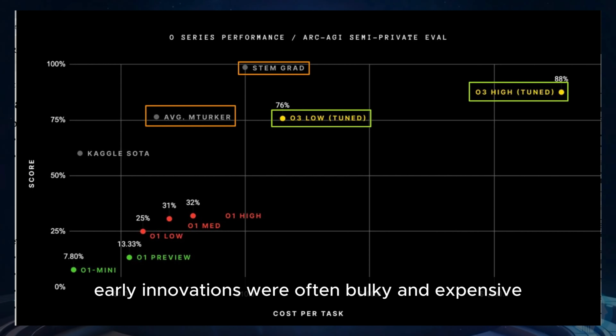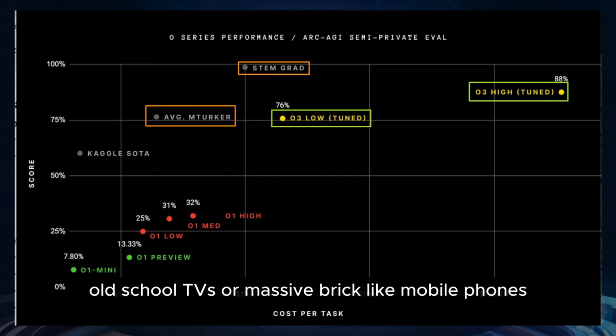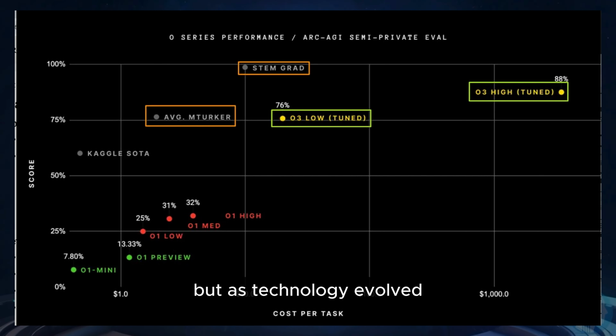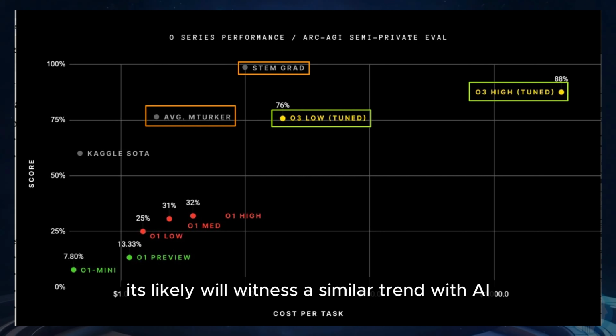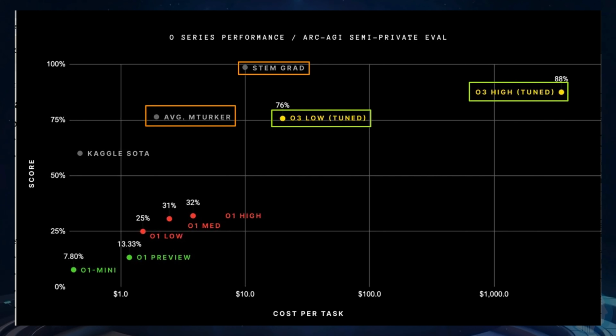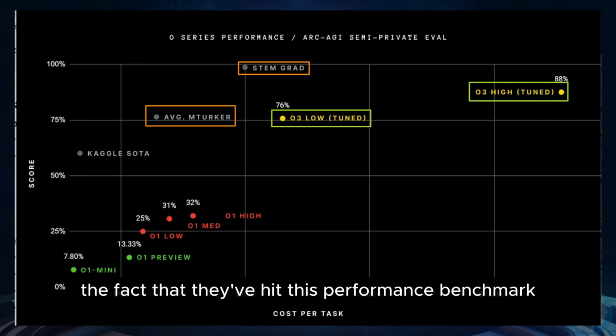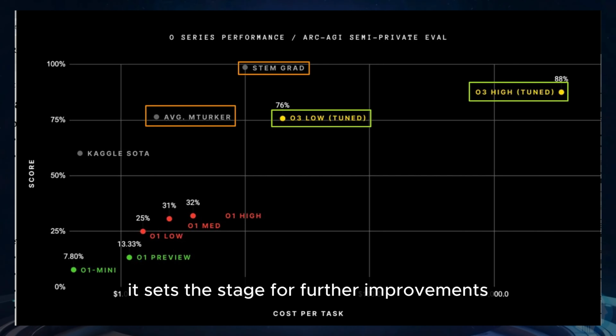Early innovations were often bulky and expensive. Think of large, old-school TVs or massive, brick-like mobile phones. But as technology evolved, it became more efficient, faster, and cheaper. It's likely we'll witness a similar trend with AI. The fact that they've hit this performance benchmark now is significant. It sets the stage for further improvements and cost reductions in the future.